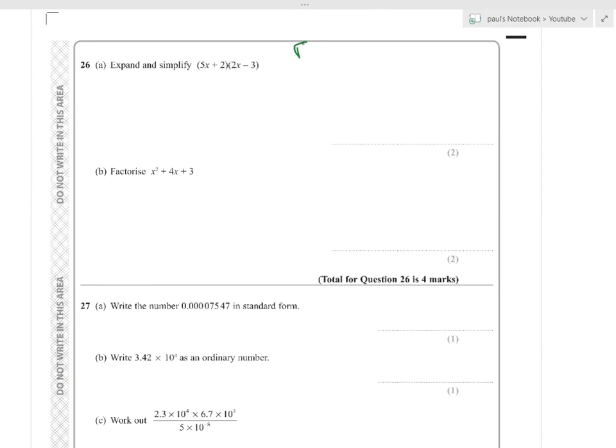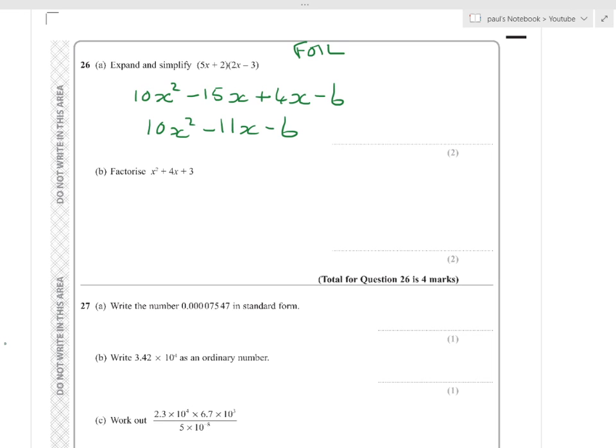Expand and simplify. FOIL. 5 times that is 10x squared. Outside, 5 times minus 6 is minus 15x. Inside, 4x. And last, 2 times minus 6. So what we've got is 10x squared minus 15x plus 4x, which is minus 11x, minus 6.